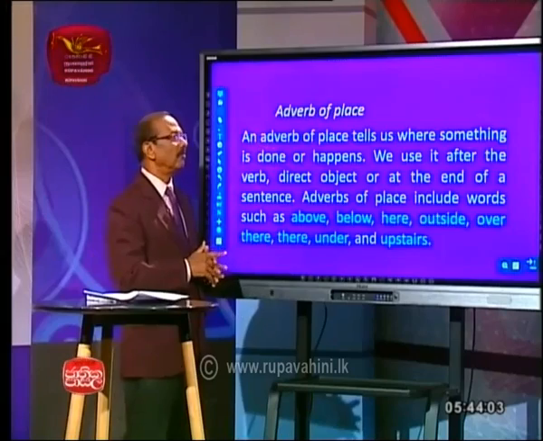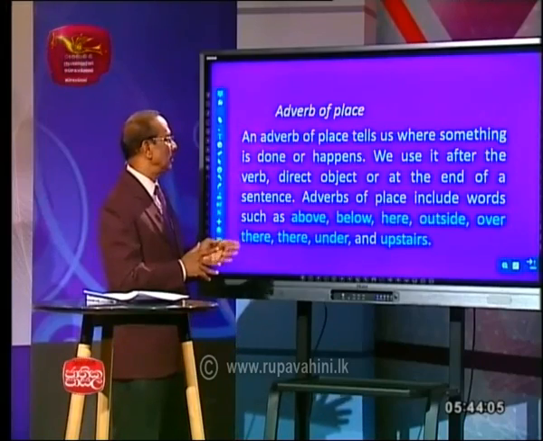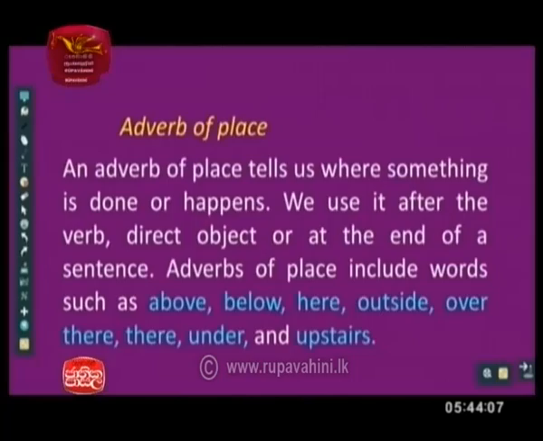Then adverb of place. ස්ථානයක් පිළිබඳ. An adverb of place tells us where something is done or happens. කිසියම් දෙයක් කොහෙද සිදු වෙන්නේ නැත්නම් කොහෙද ඒ ක්‍රියාවලිය කරන්න කියන එක තමයි මේකෙන් අපි ප්‍රකාශ කරන්නේ. We use it after the verb. බොහෝ වෙලාවට ක්‍රියාපදයට පසුව, or after the direct object, කෙලින්ම තියෙන කර්මපදයට පසුව, or at the end of a sentence. එහෙම නැත්නම් වාක්‍යයක අවසානයේ.